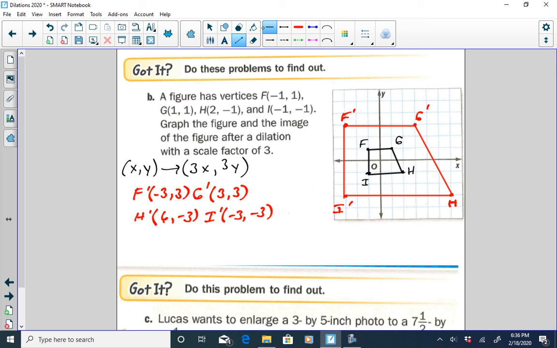the corresponding vertices should fall on a straight line drawn from the origin. So watch what we do here. If you have your ruler, start at the origin, and G and G prime fall on a segment. H and H prime fall on a segment from the origin. I and I prime lie on a segment from the origin, and F and F prime lie on a segment from the origin. So you want to check with your ruler. It's very simple, and then you know that your dilation has used the origin as the center of dilation, and your dilated figure is correct.